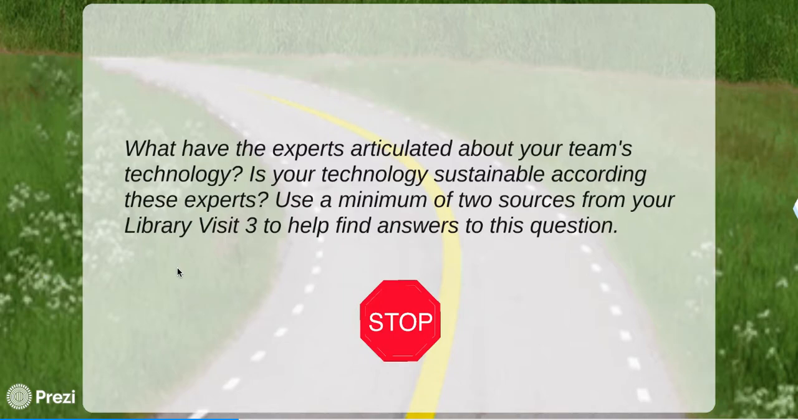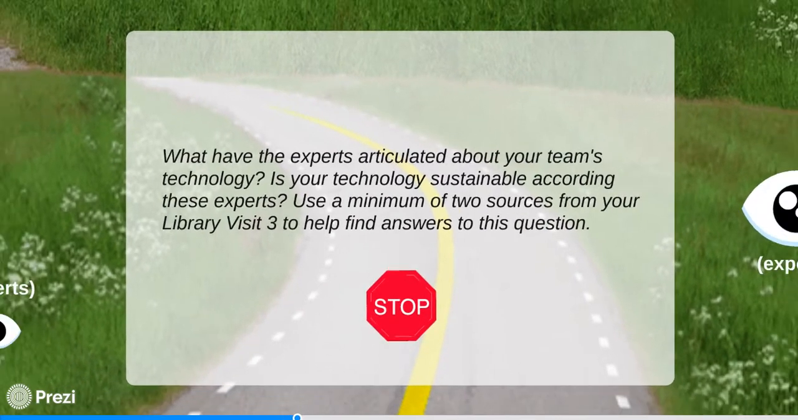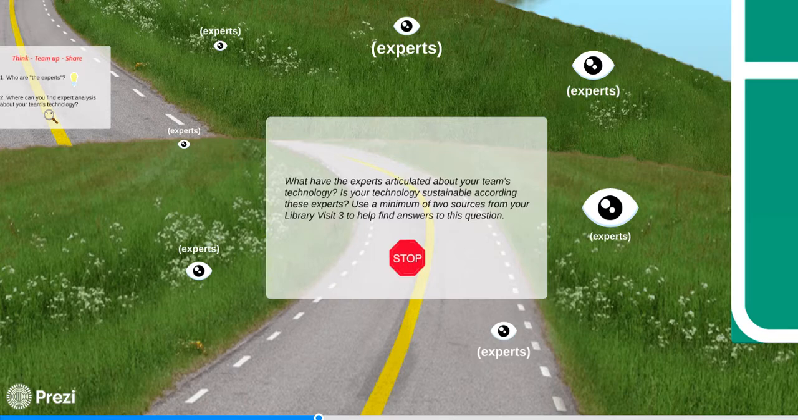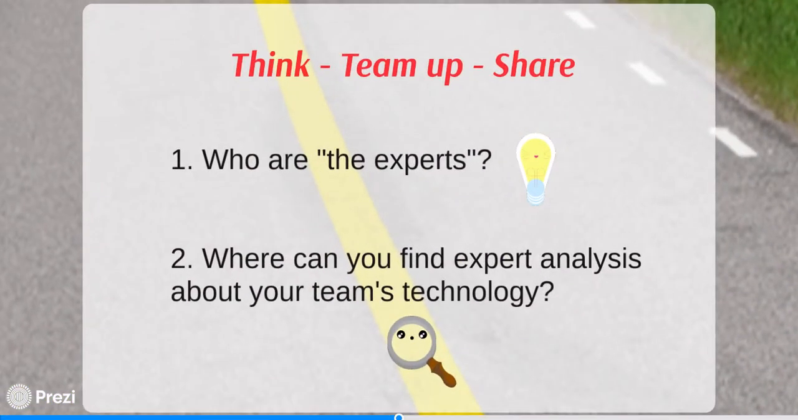Use a minimum of 2 sources, so that's 2 scholarly sources, from your Library 3 visit to help find answers to this question. So, I think we need to remember at this point that experts are folks who have credentials in the educational disciplines that have developed the technology that your team is evaluating. So, experts, where do we find experts? We can use Google Scholar, we can use the databases, and I'm going to show you that very thing.